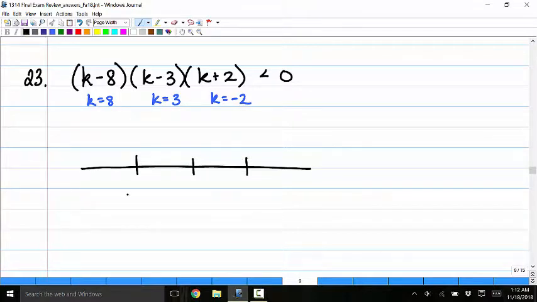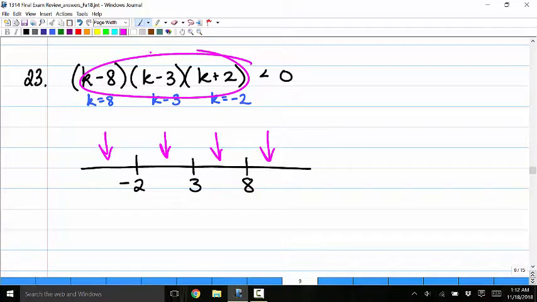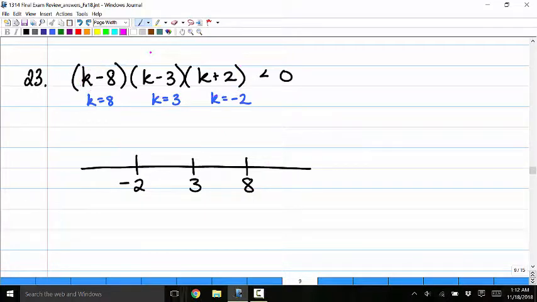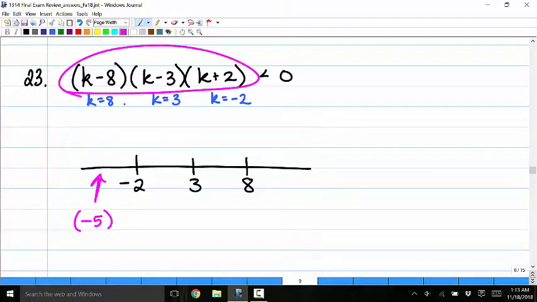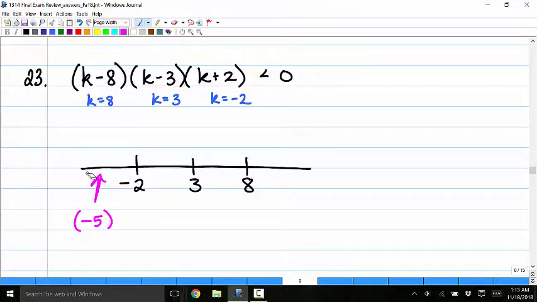Putting those on my number line, -2 is on the far left, 3 is in the middle, 8 is on the right. Now I'm going to pick values in each of these intervals and plug them into my original polynomial. If I plug in, say, -5, a number in this interval, I plug -5 minus 8 times -5 minus 3 times -5 plus 2, I will get a negative number. I don't care what that number is, I just need to know if it's negative or positive.